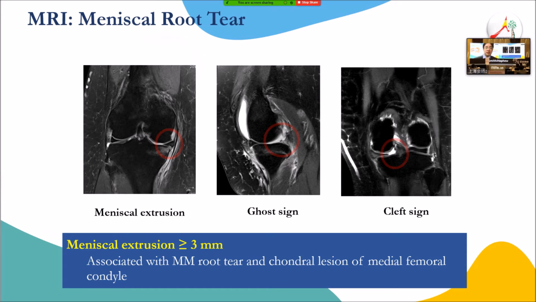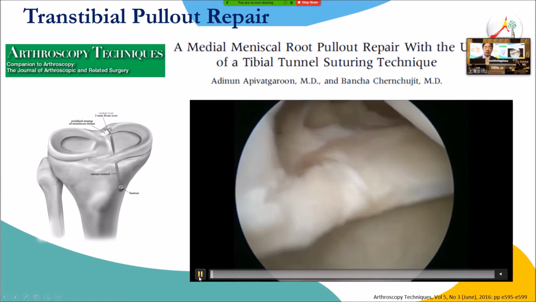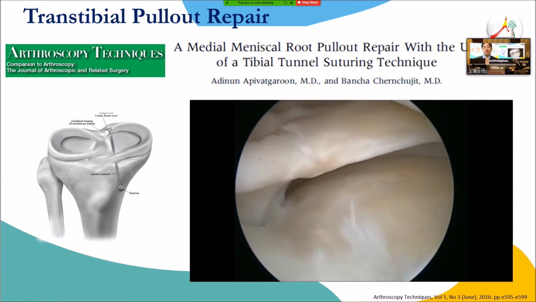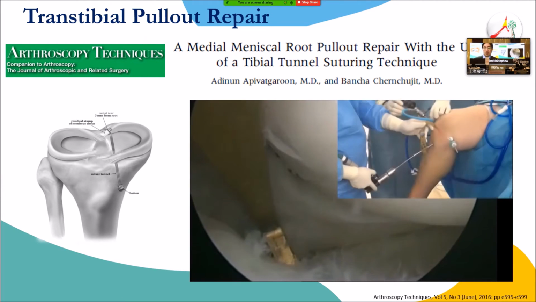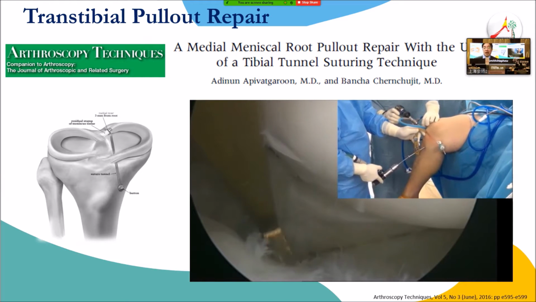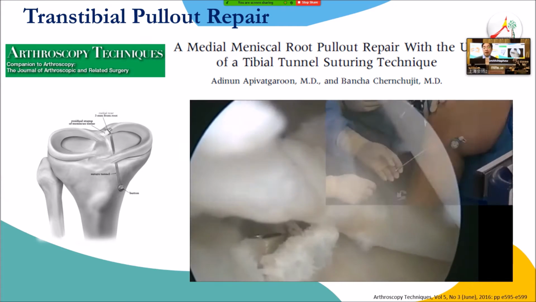This is the size of the meniscus root tear, right? Everyone knows extrusion, gout side and kept side. Okay, this is my article. The simple way to do the meniscus repair, we call it the medial meniscus root repair using the tibial tunnel suturing technique. It's very simple, right? I published this technique many years ago. It's good for the lateral side and good for the meniscus that has no extrusion. You make a transtibial tunnel, okay, and then you pass the needle.